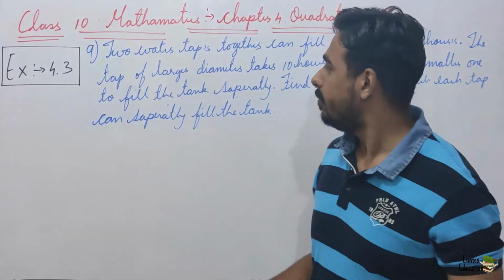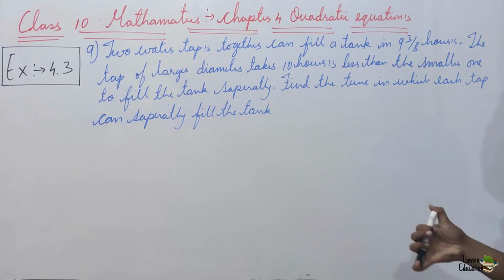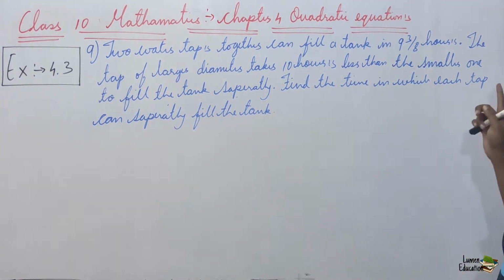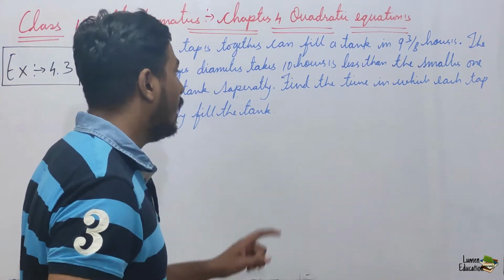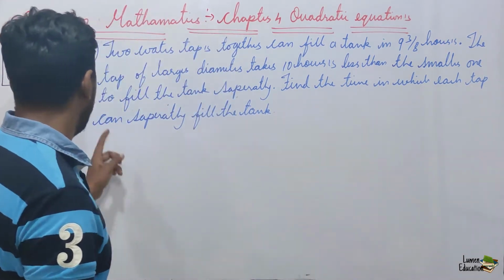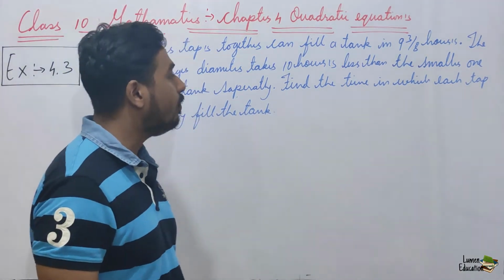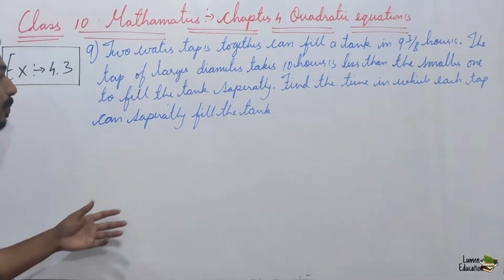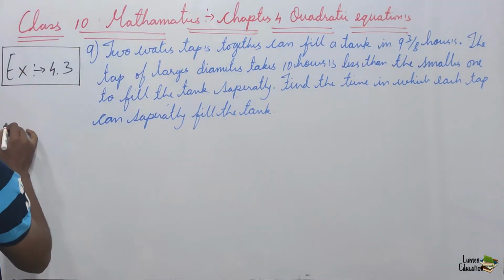The next question is, two water taps together can fill a tank in 9 integer 3/8 hours. The tap of larger diameter takes 10 hours less than the smaller one to fill the tank separately. Find the time in which each tap can separately fill the tank. So here clearly, first of all, we will take the given things.